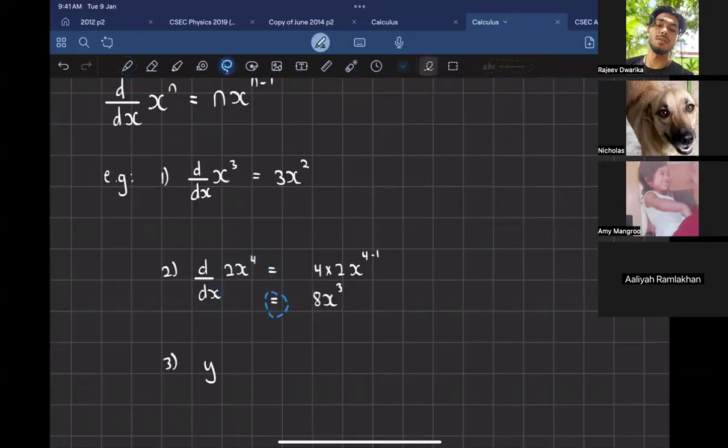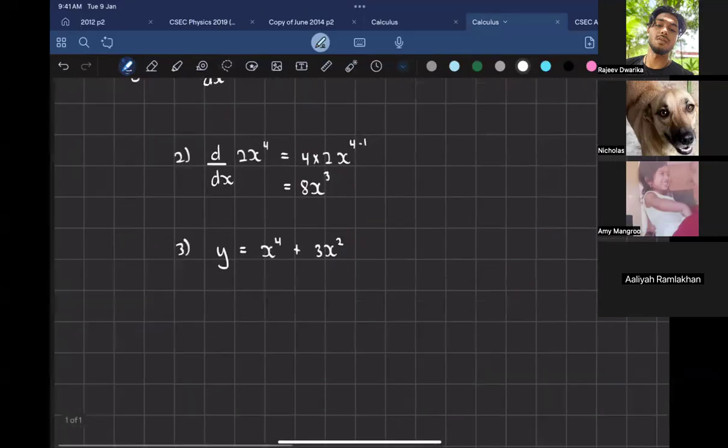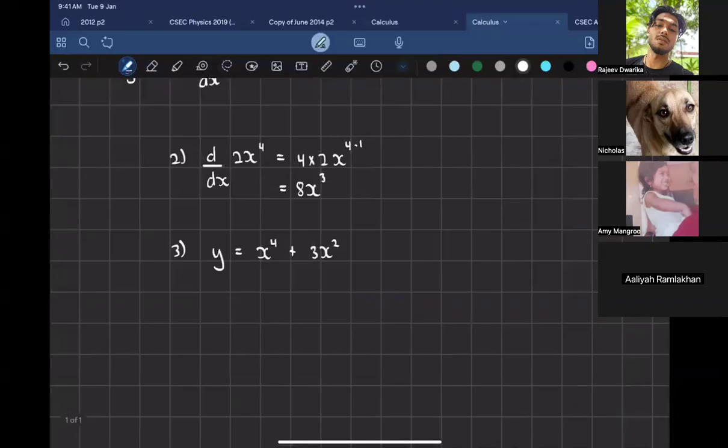But what if they bring a question like this? Let's just say they have y is equal to x to the power 4 plus 3x to the power 2. If I want to write the first derivative of this, it's going to be different. So Amy, do you agree we have a function here?